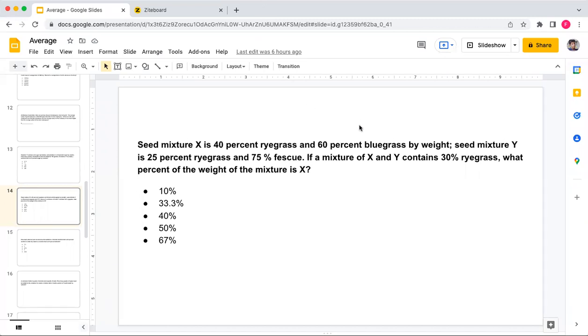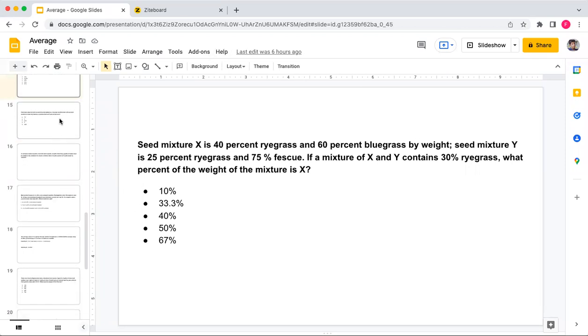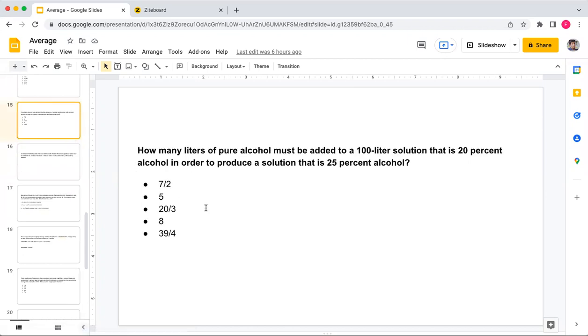Is this method understood by all now? Try this question, and this question won't take more than 15 or 20 seconds to solve by this method. Okay, anyone else? Come on. Okay, just quickly solve this question.